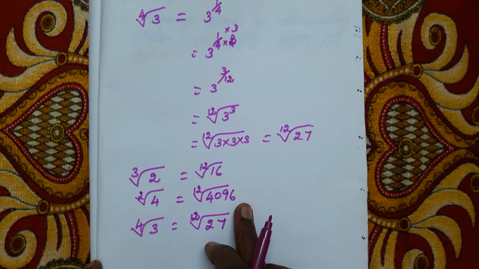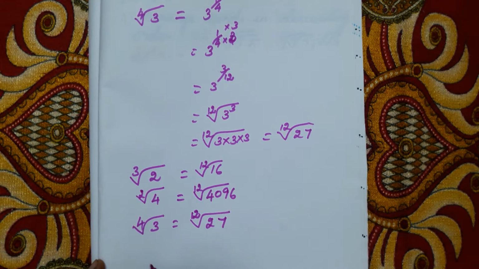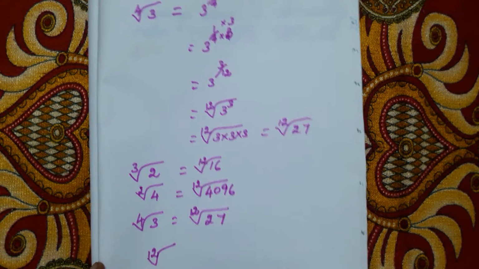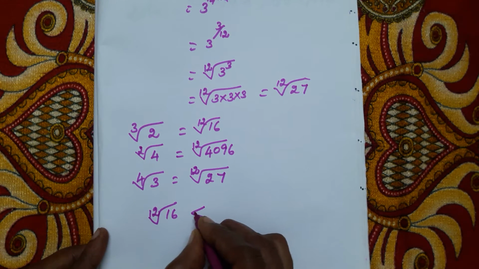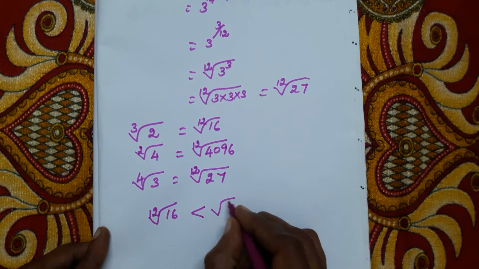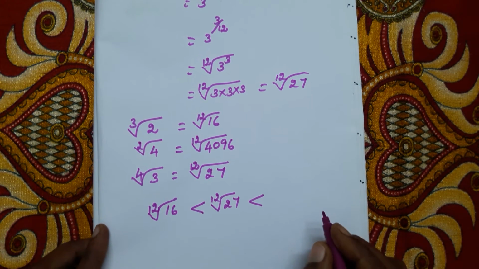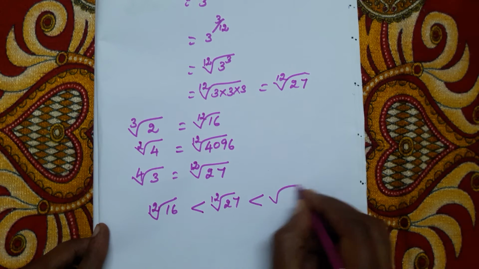Ascending order. What is ascending order? Small to big. So we know that 12th root of 16 is smaller than 12th root of 27, which is smaller than 12th root of 4096.